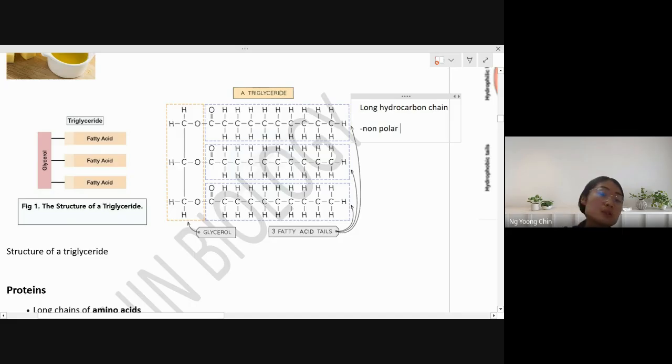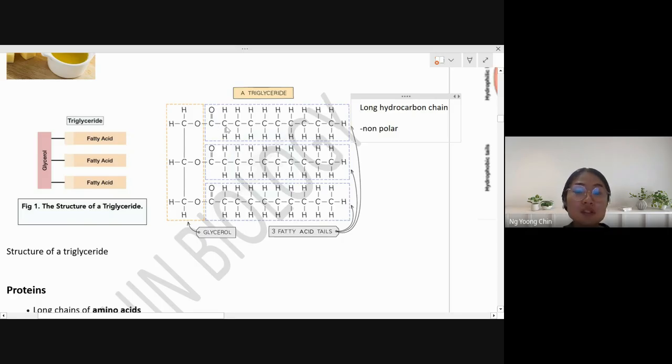Okay, let me ask you, can fat or oil dissolve in water? Can the triglyceride dissolve in water or not? Yes or no? You can imagine, can oil dissolve in water? No, definitely it's not. Do you know why they cannot dissolve in water? This is because they have this very long hydrocarbon chain.